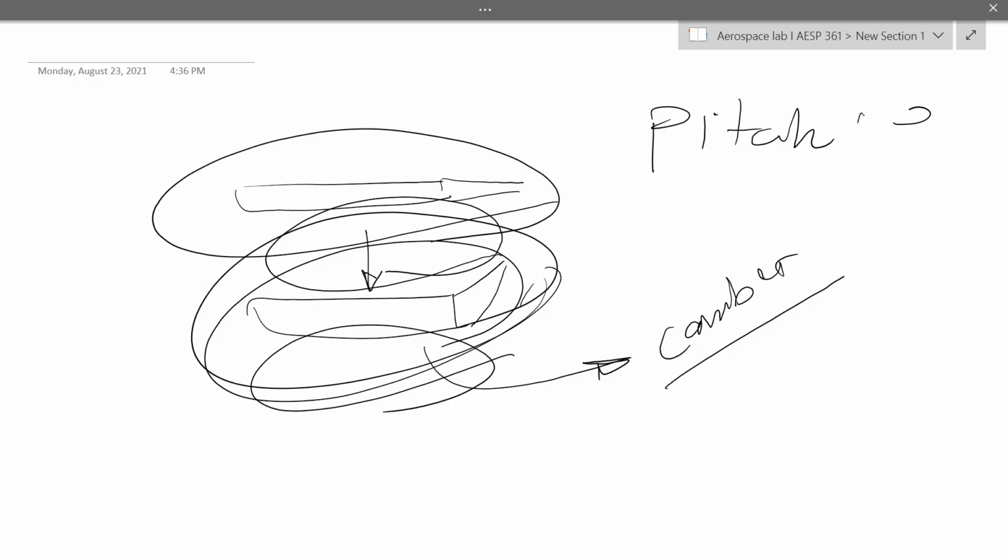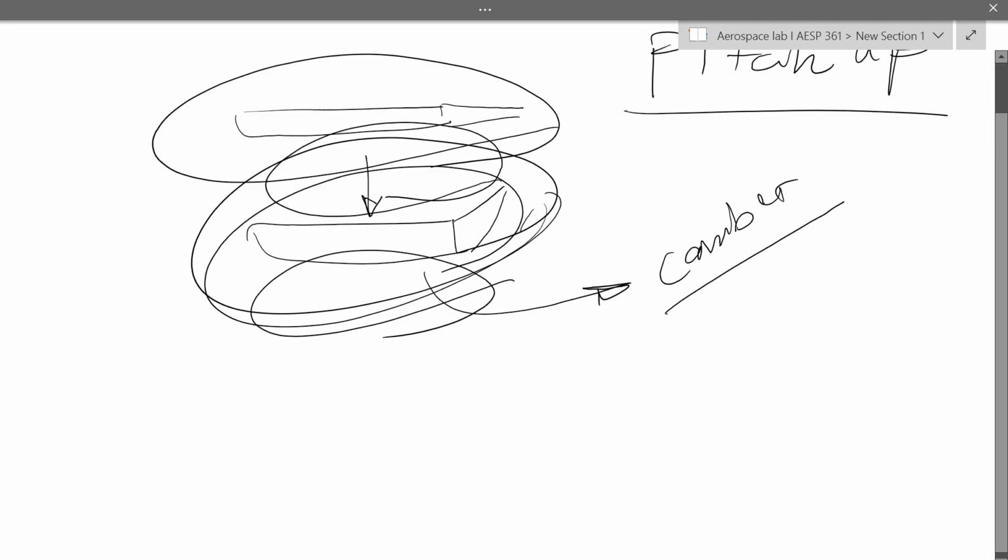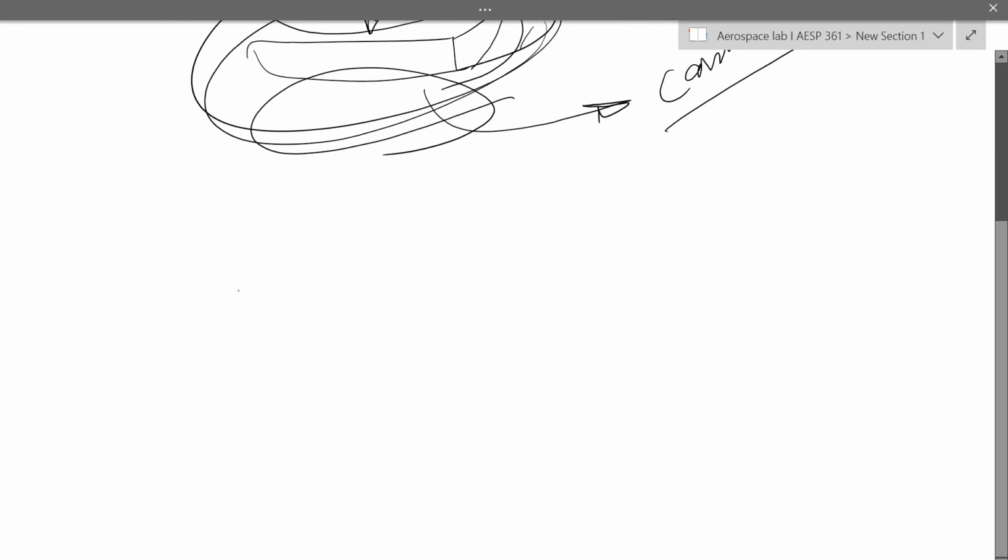I'm sorry, I'm standing. My handwriting is already bad, so when I'm standing, it's going to be worse. So, when the elevator is pushed down, we are going to increase the camber, which means that the tail is going to be pushed up and the nose is going to pitch down.